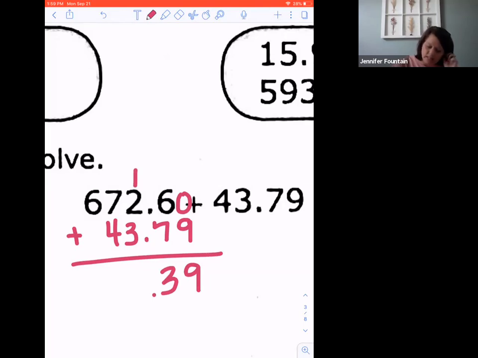1 plus 2 is 3. 3 plus 3 is 6. 7 plus 4 is 11. So I put down a 1 and carry 1. And 6 plus 1 is 7. 716 and 39 hundredths.